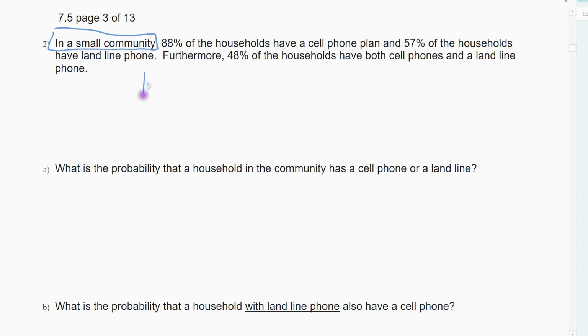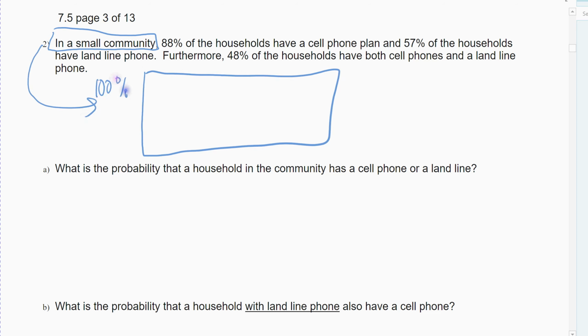Venn is just a way to organize the information that we've been given. This rectangle would represent my small community, so that would represent one. I don't know how many households there could be, 5, 10, 100, 1,000. It just says small community. But the rectangle in the Venn diagram would represent all of them, however many there are. Then we're surveying two things: those that have cell phones and those that have landlines. This circle represents those that have a cell phone, and I'm going to use LL for landline. 48% have both, so that goes in the middle wedge here. So 48% of all of the households have both a landline and a cell phone.